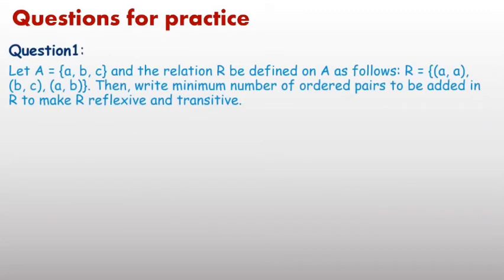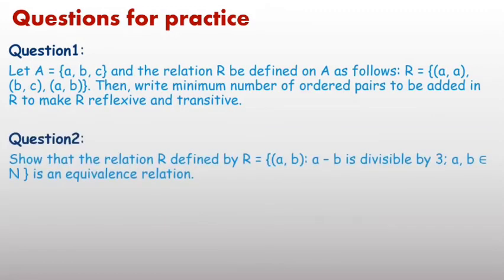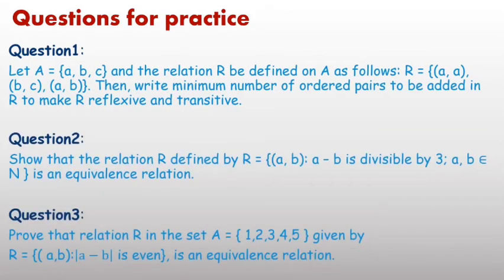Some questions for practice you have to solve. First question is, set is given as {A, B, C}, 3 elements are there. R is given with 3 ordered pairs. You have to write the minimum number of ordered pairs to be added in R to make R reflexive and transitive.